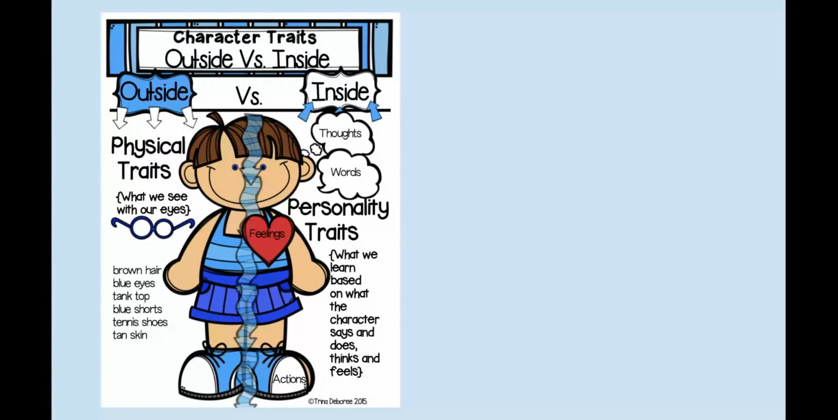Let's do a quick review of character traits. Character traits can either be on the outside or inside. Those external traits, those traits on the outside we see with our eyes, like brown hair, blue eyes, tan skin, those are all things that we see with our eyes. The internal traits are a little harder to see because we can't see them with our eyes, and sometimes we have to infer them.